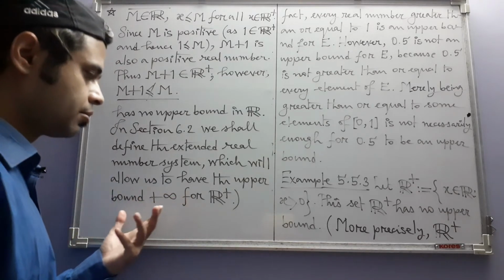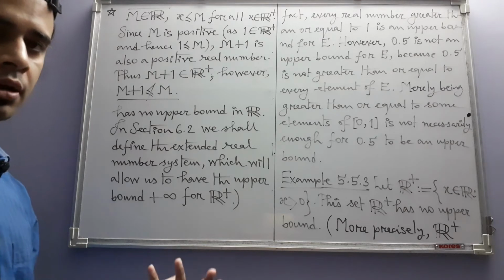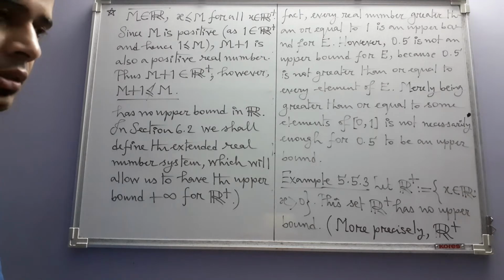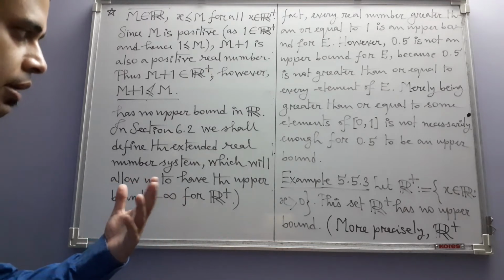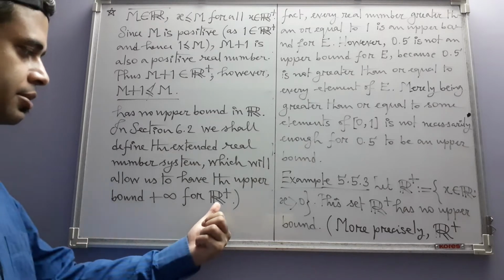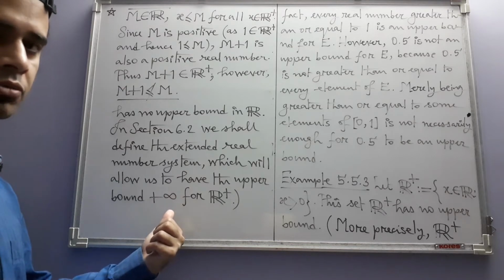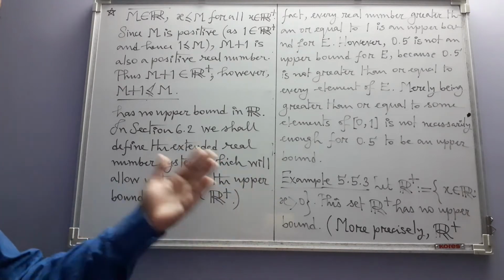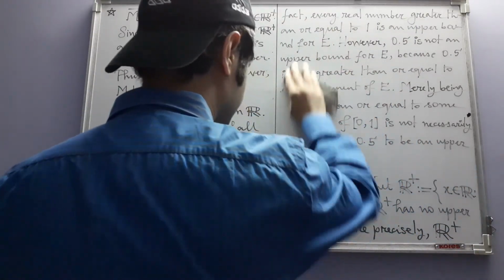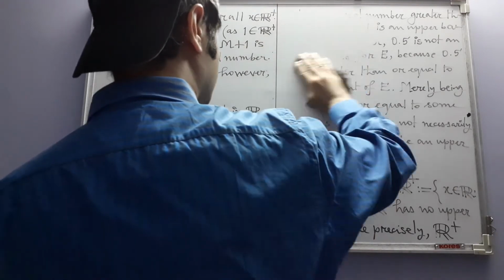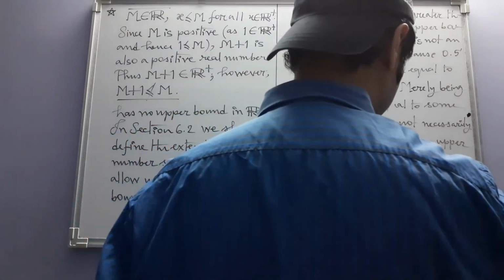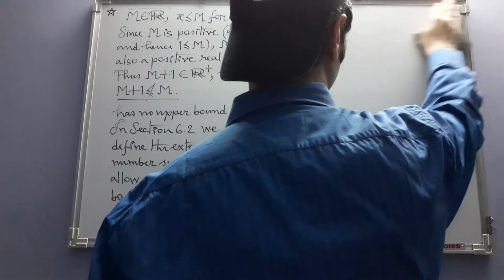That means to the system of real numbers we are going to add two extra symbols, plus infinity and minus infinity. That will give us a larger system, the extended real number system. In that system this set will have an upper bound plus infinity, which we will see what it means when we introduce this thing in section 6.2. Right now in the system of real numbers, with our ordinary definition of an upper bound, R plus has no upper bound.